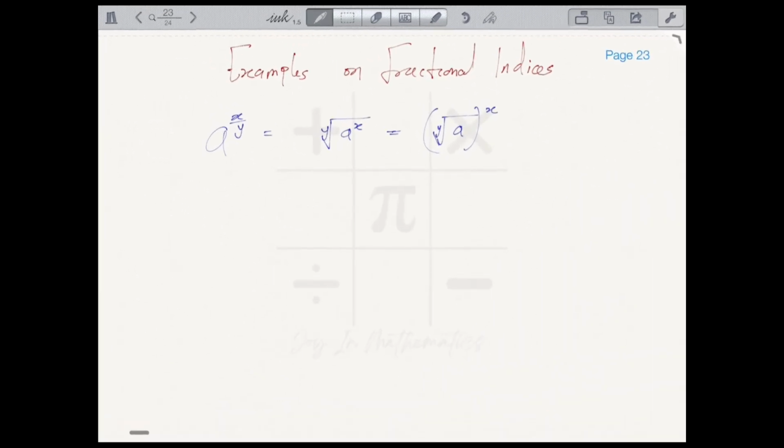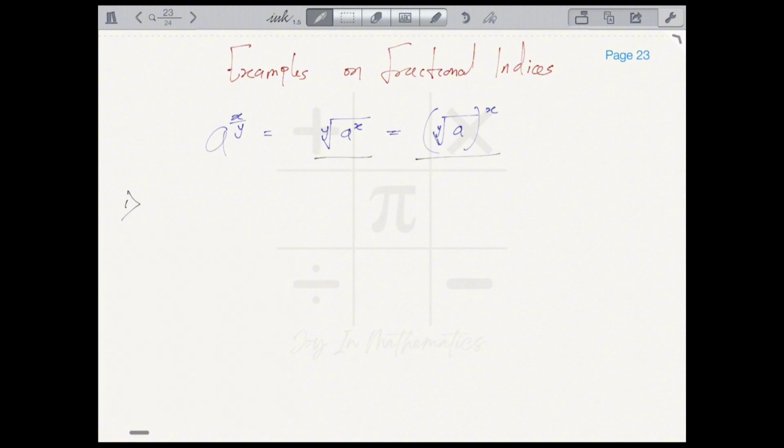In our previous video, we established the fact of fractional index, where the denominator will be taken as the root and the numerator will be taken as the power. It can be written in two forms: the y-th root of a raised to the power x, or the y-th root of a, all raised to the power of x. So let's take quick examples on this so that we can establish the meaning.